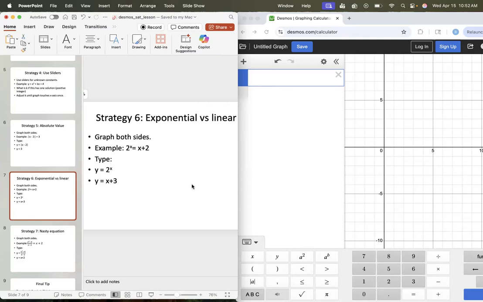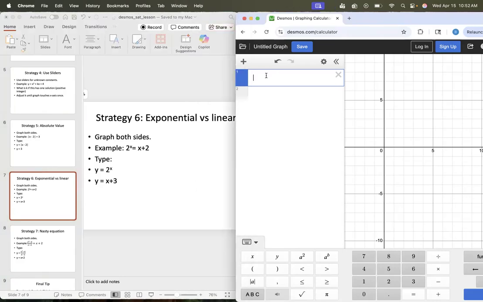Our next strategy is this kind of question where you have exponential information and a linear equation. Desmos will help you make things easier for you. Split the equation into two: 2 to the power of x, and then equal to x plus 2. Well, I know if I tell Desmos that y is equal to 2 to the power of x, it's going to graph this for me.